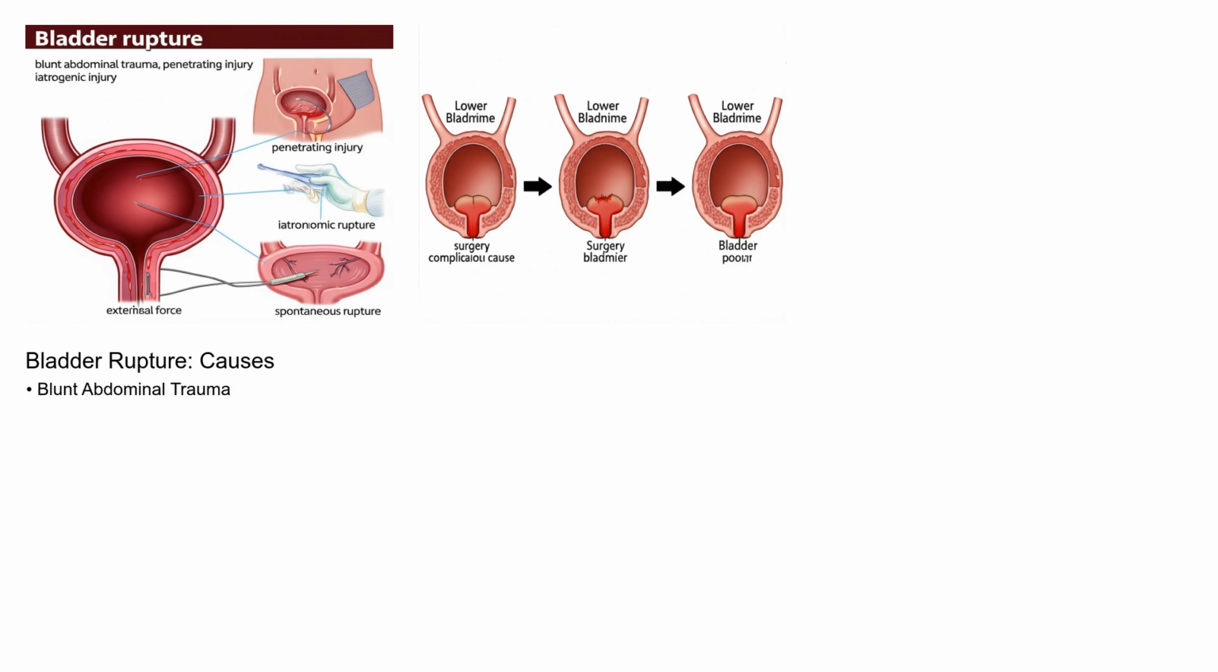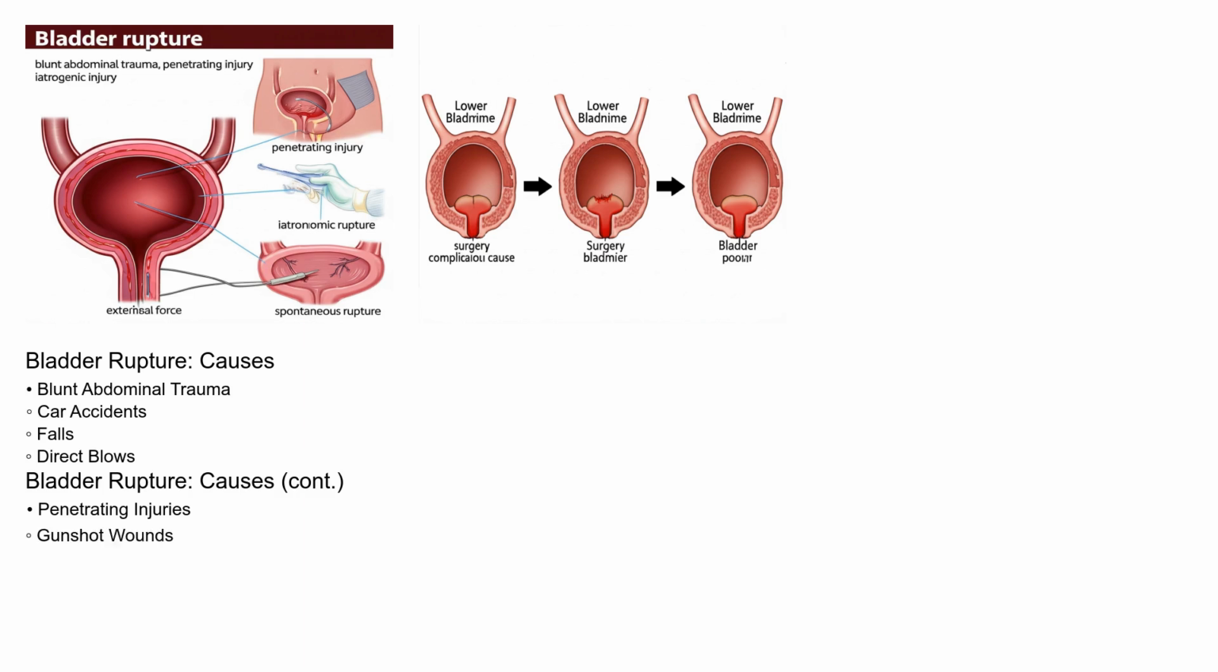The most common cause is blunt abdominal trauma, often from car accidents, falls, or direct blows to the abdomen. This is especially true when the bladder is full. Other causes include penetrating injuries such as gunshot or stab wounds, iatrogenic injury during surgical procedures like cystoscopy or pelvic surgery, or even spontaneous rupture in rare cases of pre-existing bladder conditions such as tumors or infections.